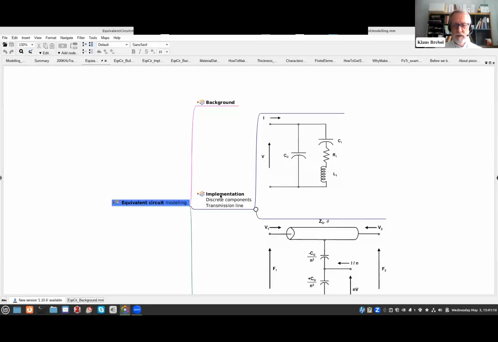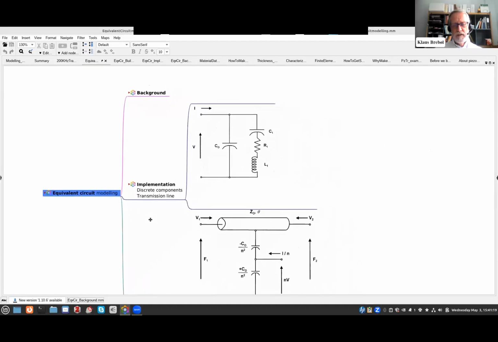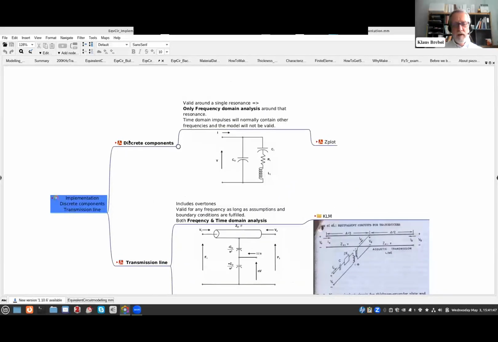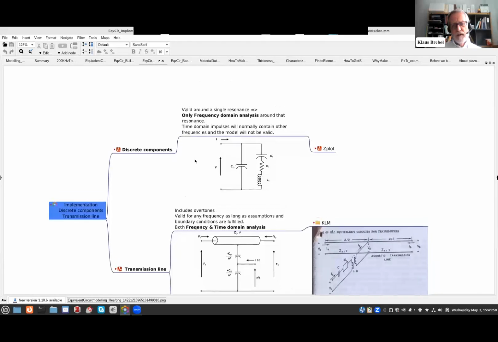That was the background. As for the implementation, there are two ways that we normally implement these circuits, and one is using discrete components. Or we use a transmission line model. Here we have the resonator as an LC circuit. Here we have the resonator as a transmission line. The discrete component circuits are only valid around the resonant frequency, which is pictured by this LC circuit. And this means that you can only use it for frequency domain analysis around that frequency. Outside the neighborhood, it will not be valid.